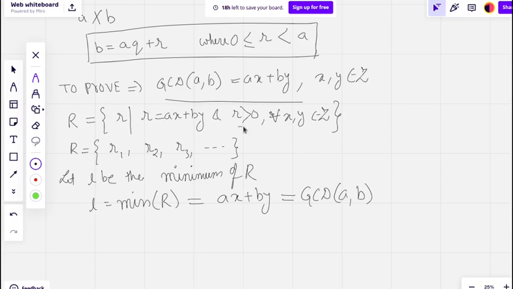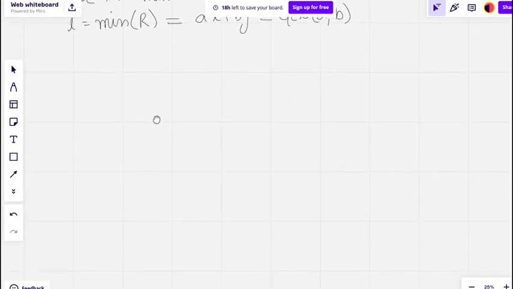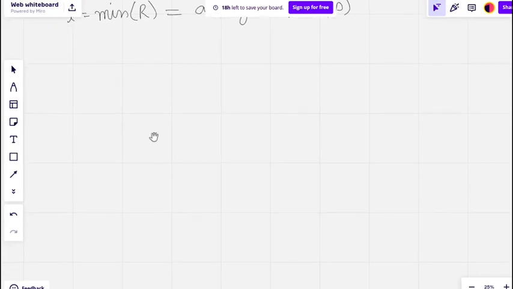Please note this R greater than 0, which consists of positive elements, and of this set, the minimum positive element is what the GCD of A comma B is. Alright, so that is what we mean by GCD of A comma B when we write GCD of A comma B equals AX plus BY. Okay, I hope the meaning of GCD is clear. Now let us prove it.